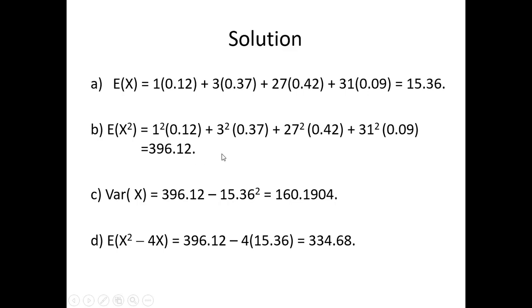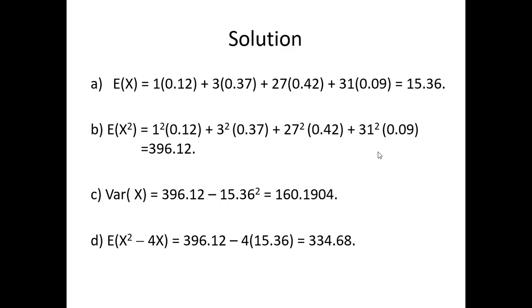396.12. All right, but remember that's not the variance. If you want to call it anything, that's the second moment. But we'll talk about moments later on in the course. The variance now is equal to E of x squared, so 396.12, minus the expectation, 15.36 squared. So if we simplify this out, you should find that we get 160.1904.